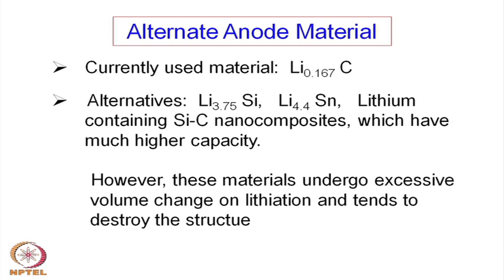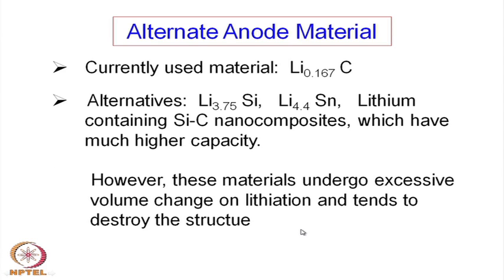Of course, they do not have the same structure, the structure is different, silicon structure is different, and structure of tin is also different, whereas carbon is a different structure, but even then these materials do have some property of accommodating lithium or intercalating lithium as in case of carbon. However, these materials undergo excessive volume change on lithiation and tend to destroy the structure. This is another very important criteria for choosing the right kind of material.